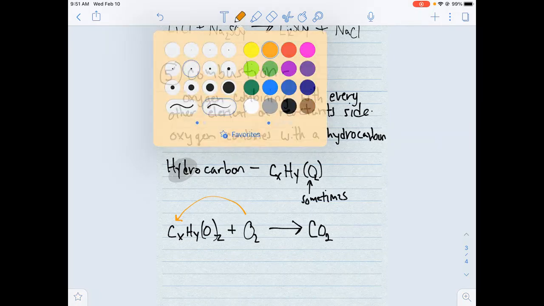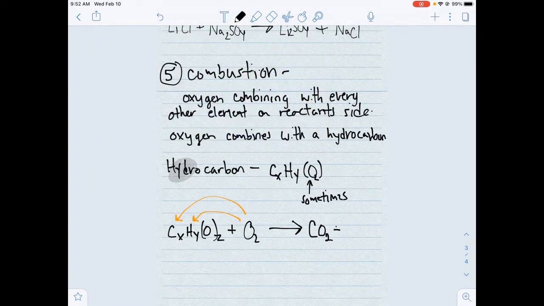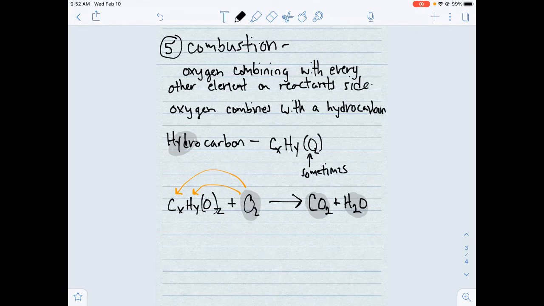Okay, then the oxygen is going to combine with the hydrogen, and when the oxygen combines with the hydrogen, you get the most prevalent compound on the earth, which is water. It's the most stable version of hydrogen and oxygen. And so a dead giveaway for a combustion reaction is that you have carbon dioxide and water as your only two products. Okay, and oxygen is one of your reagents. So when you do this, you end up having carbon dioxide and water as your products, oxygen as your reactant.